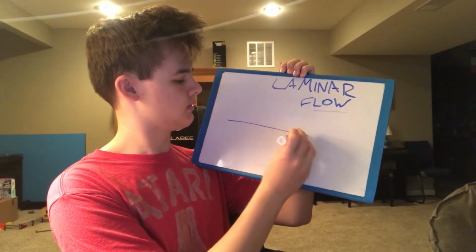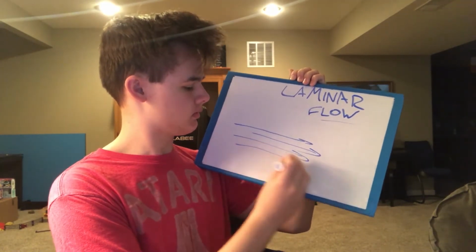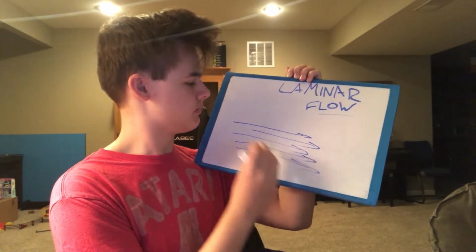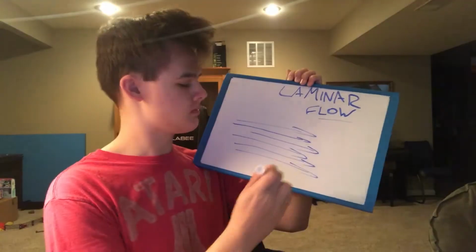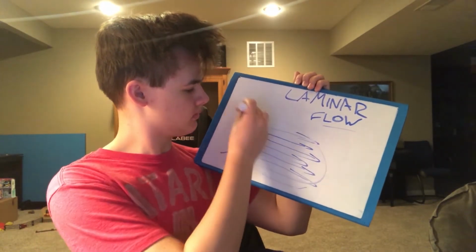Okay, here, fine. I'll actually explain it to you. So, laminar flow can most easily be described as a bunch of fluid particles all going in the same direction with no pressure changes or any velocity changes or anything, and it's all the same. Sort of like how fluid like water would be going through a pipe.